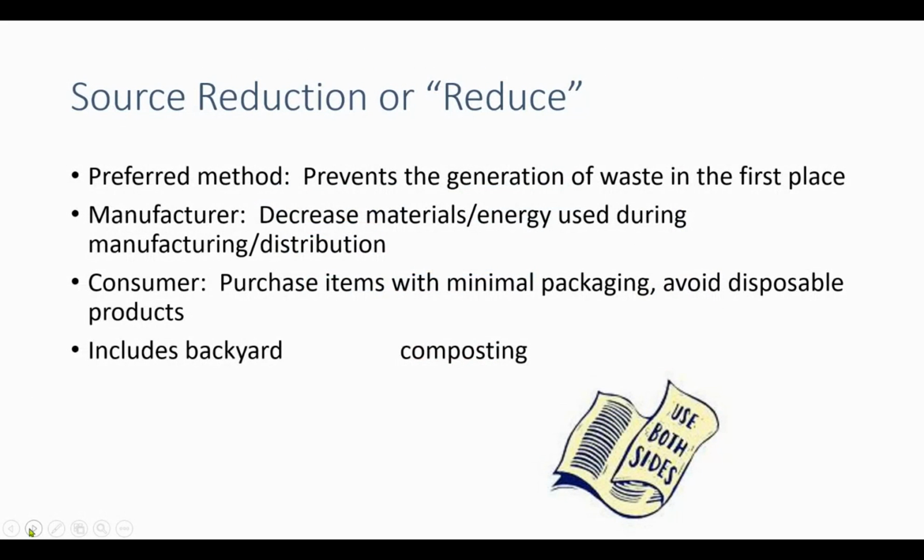If we talk about source reduction, or reduce, the preferred method is to prevent the generation of waste in the first place. Manufacturers decrease the materials and energy used during manufacturing and distribution. That means, as I said initially, we have to fix our demand, whether per capita, yearly, monthly, or per day. As per that demand, we have to manufacture, so we can reduce the production of waste also.